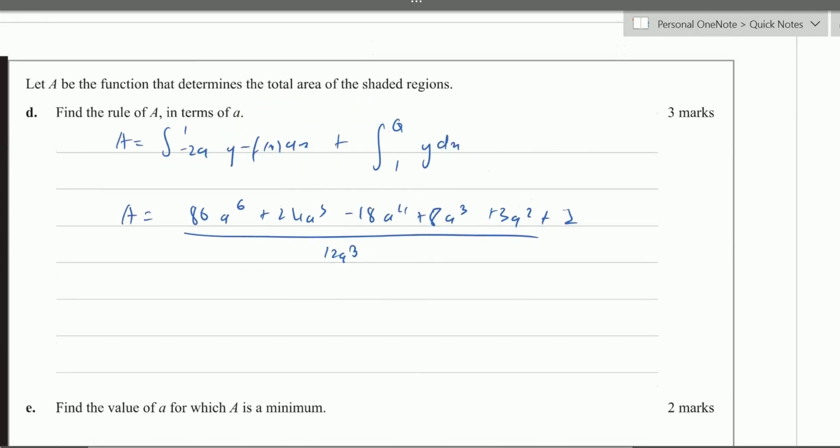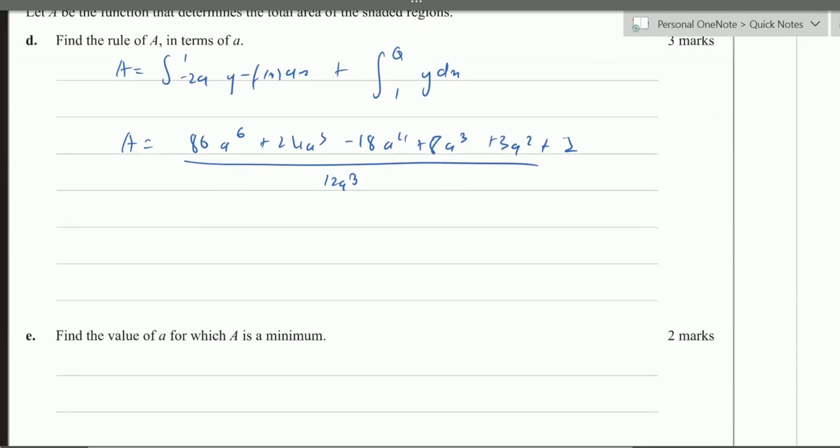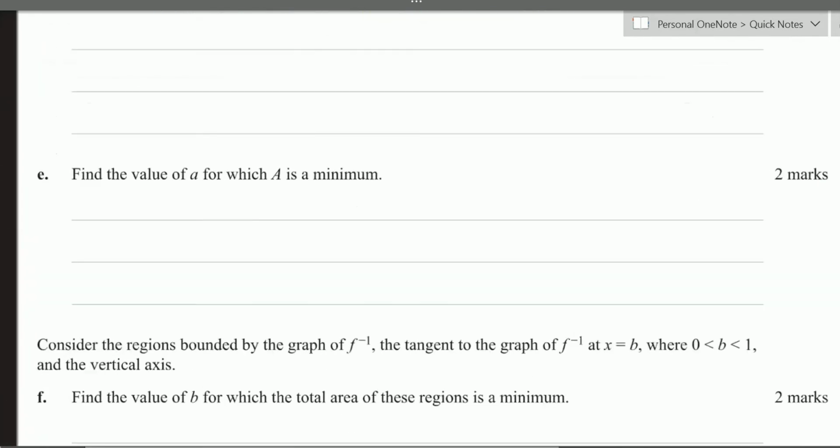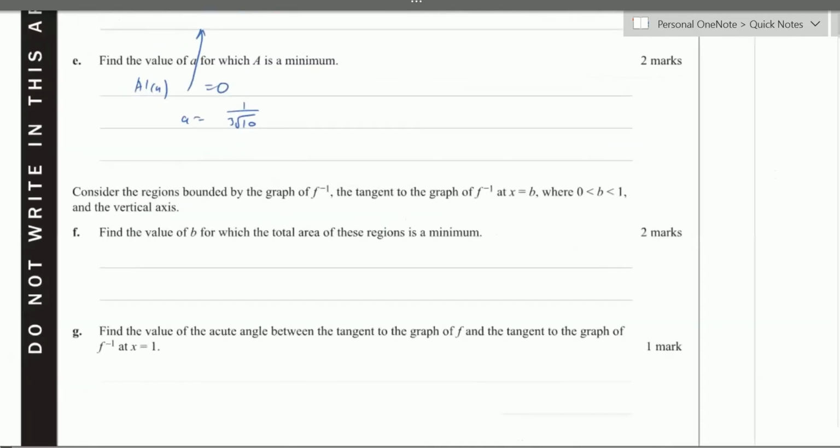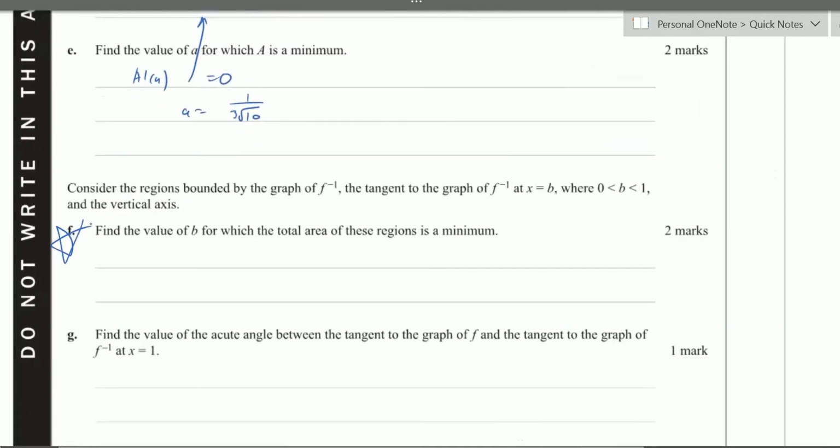Is it to the power 3? Could be to the power 2. I'm sorry, I can't read my handwriting. So find the value of a for which A is maximum. So let A dash equal 0, this equation, and you just get a is the cube root of 10. So this question is probably the hardest on this paper.